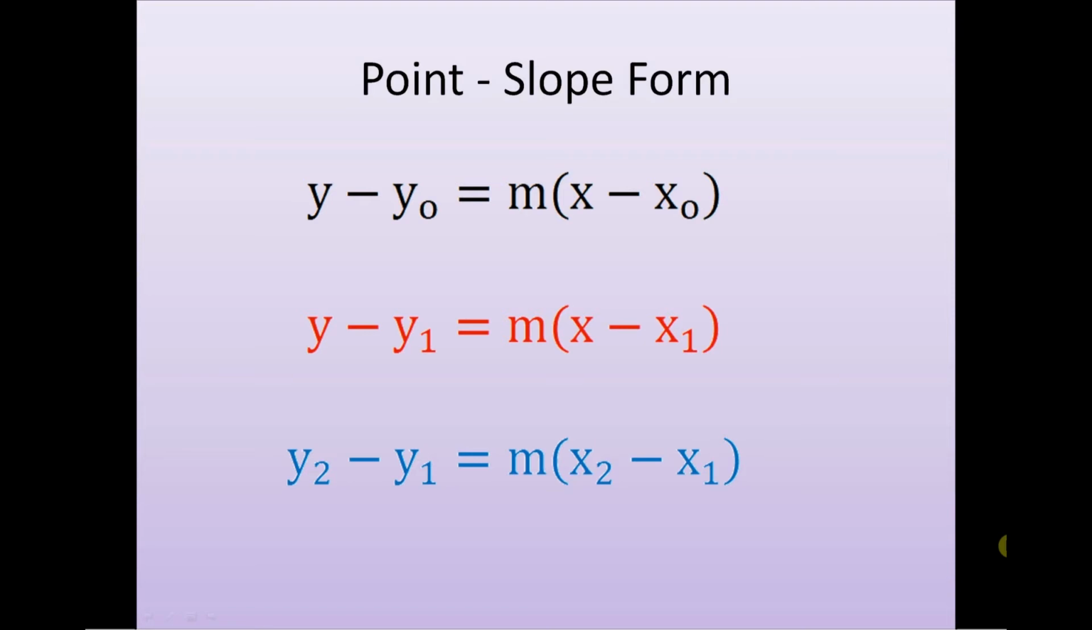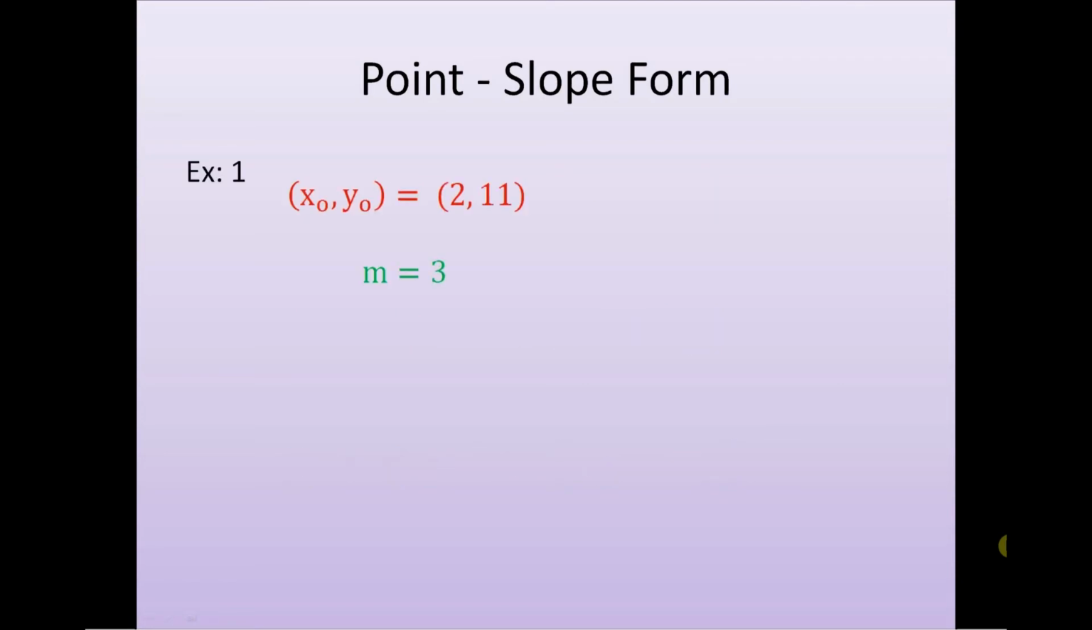Now, when would you want to use point-slope form? I recommend using it if you are given the slope and a point on the line. Let's take a look at an example. Suppose we are given a point (2, 11) and its slope 3. Write your point-slope form equation, then substitute for m and x naught and y naught, and you're done.